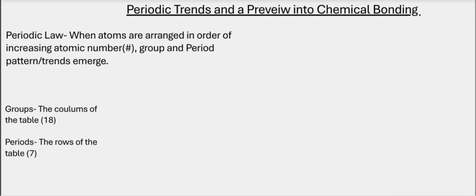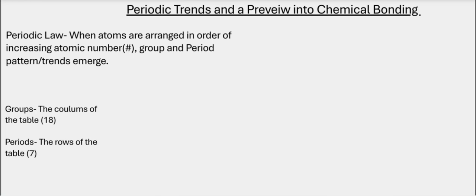Today we will be diving into periodic trends and look at a preview of chemical bonding. To begin, we must understand periodic law. Periodic law states that when atoms are arranged in order of increasing atomic number, so the number of their protons, group and period patterns emerge. The groups and periods on a periodic table are as follows.